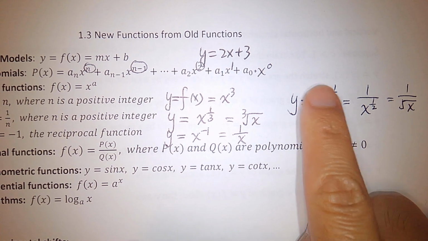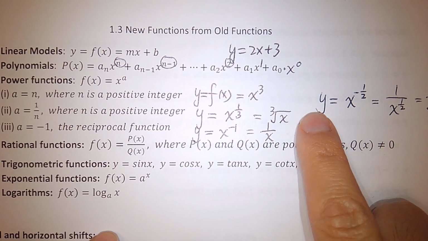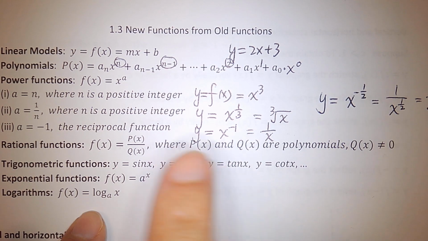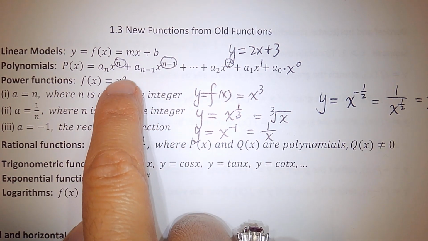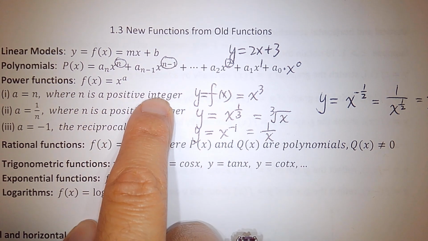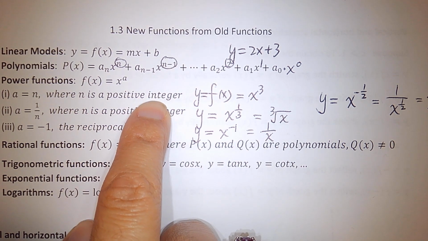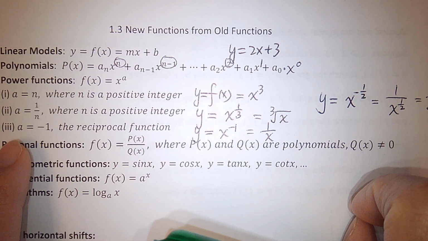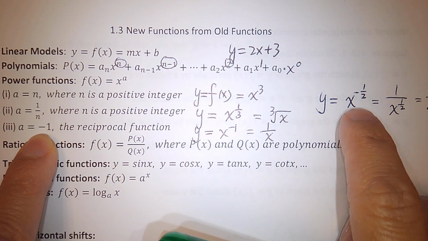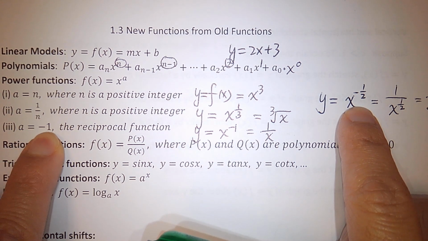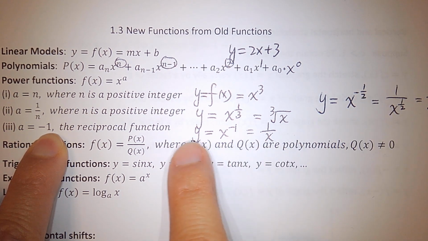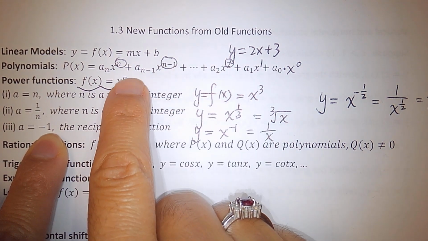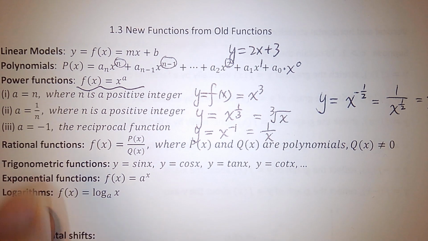So all of these types of functions, when y equals x to the a power, are called power functions, okay? The a could be positive integers, negative integers, positive fractions, or negative fractions, okay? And in particular, when a equals -1, we get the reciprocal function, okay? So here, x to the a power gives us power functions.